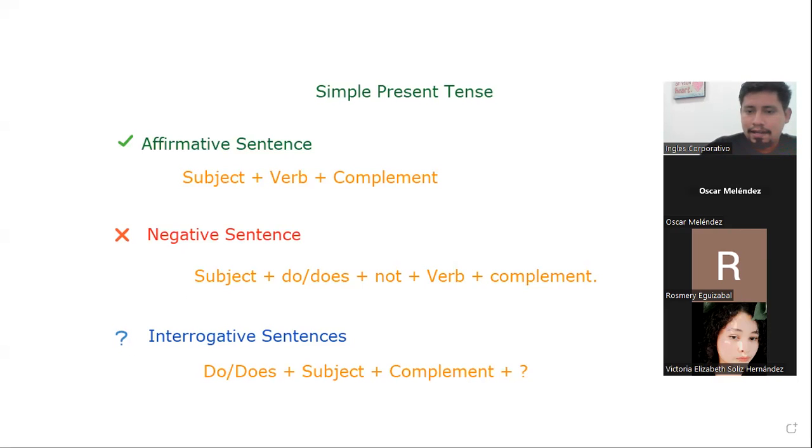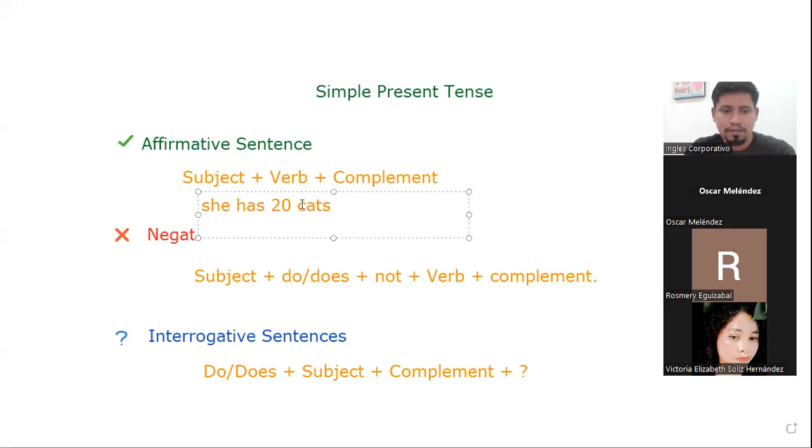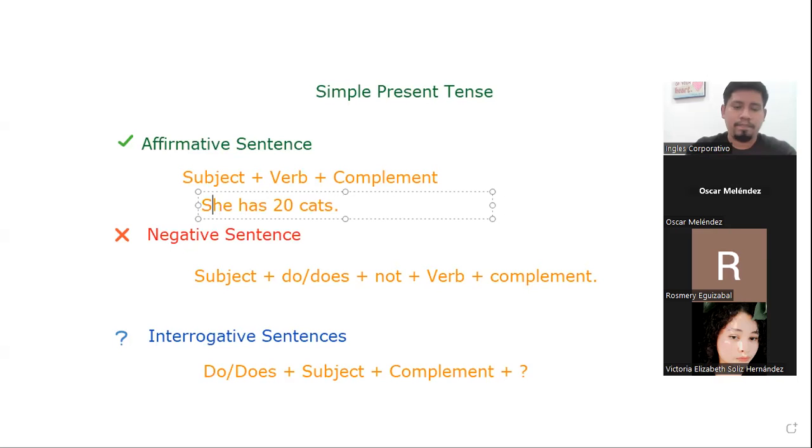Okay, thank you, Carla. You have the first one. She has 20 cats. Good. Just remember that at the end we have this period and also capital letters, okay? This is going to be example number one. She has 20 cats.